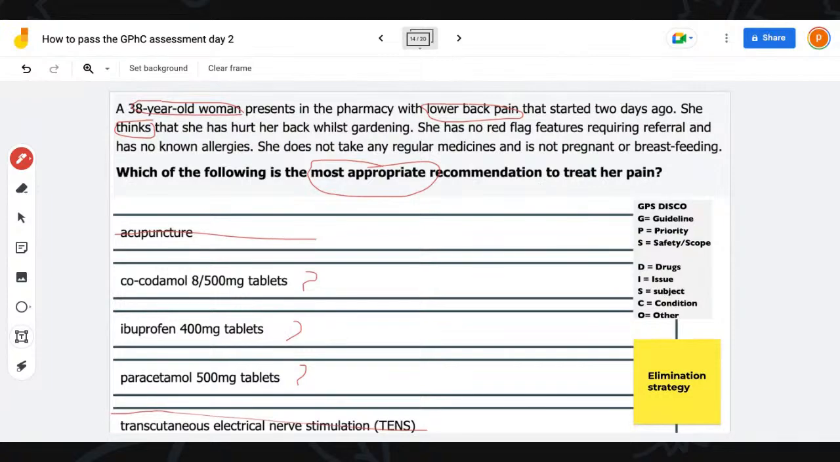Now, the only way, I said to you guys, is to think about two things. Your GPS. What does your guideline say about lower back pain? What is the priority of all these medications? And what is safe within your scope of practice? So in this case, what does the guideline say? The guideline actually says for back pain, and if you think about back pain, there might be some inflammation, ibuprofen is preferred. It doesn't mean that paracetamol wouldn't help.